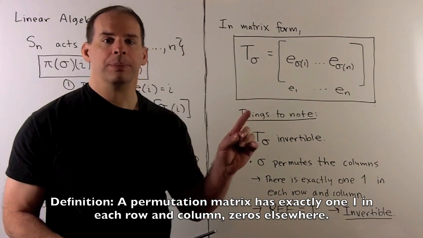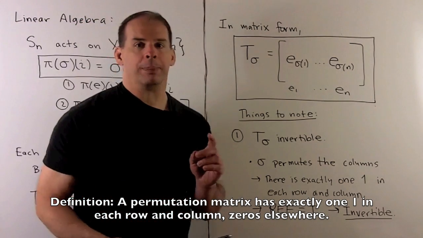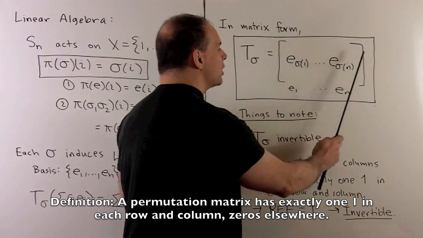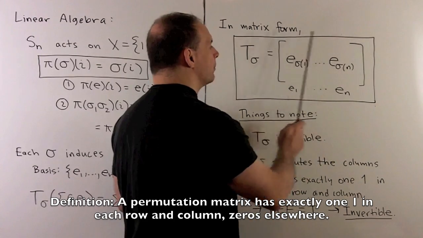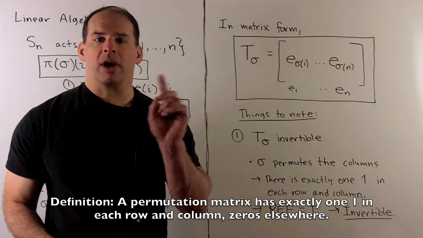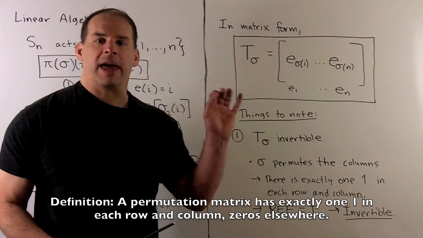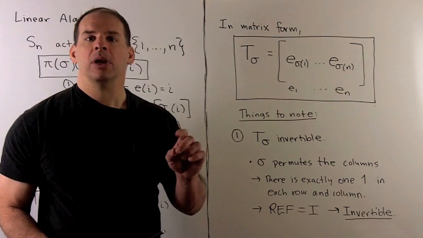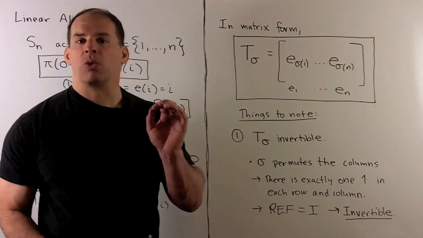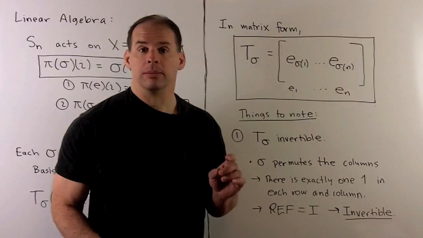Now, some things to note. First, each T sub sigma is going to be invertible. You'll note what we're doing here: we're starting with an identity matrix, and then we're just permuting the columns. So that means we have exactly one 1 in each row and column and zeros everywhere else. Now, if we try to put that matrix into row echelon form, we can get to the identity matrix just by doing row switches. So since our row echelon form is the identity matrix, our matrix is invertible.